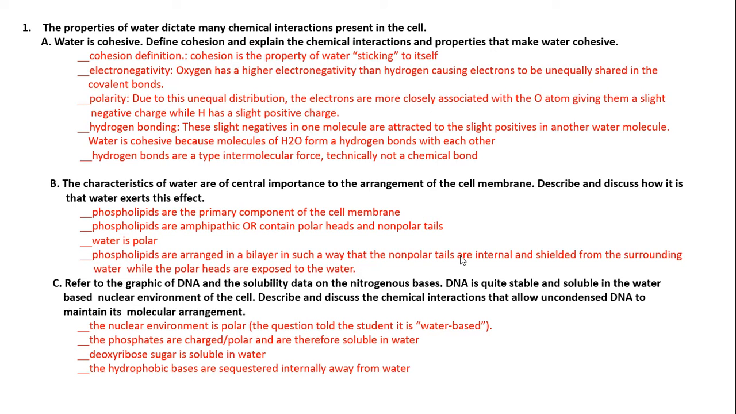Okay, and then the last piece was about the graphic of DNA and the solubility data on the bases. And so we know DNA is stable. It's soluble in water in the nuclear environment in the cell. So they want to know what allows uncondensed DNA to maintain its molecular arrangement. And the fact that we know it's in a polar situation, the phosphates on the outside, they're charged. Remember, DNA has a negative charge. And so those are going to interact with the water. Deoxyribose is a sugar, that's also soluble.